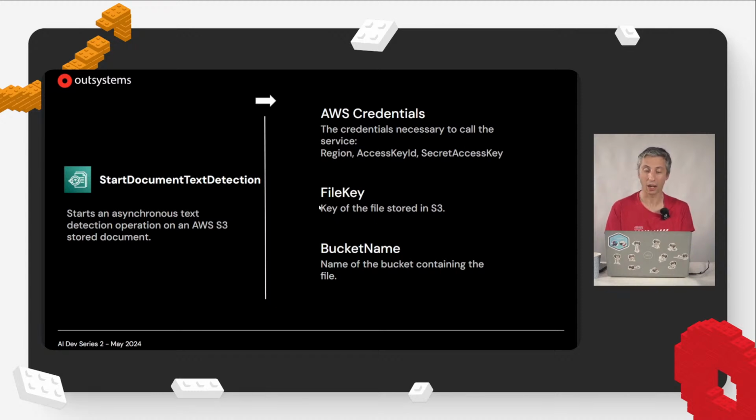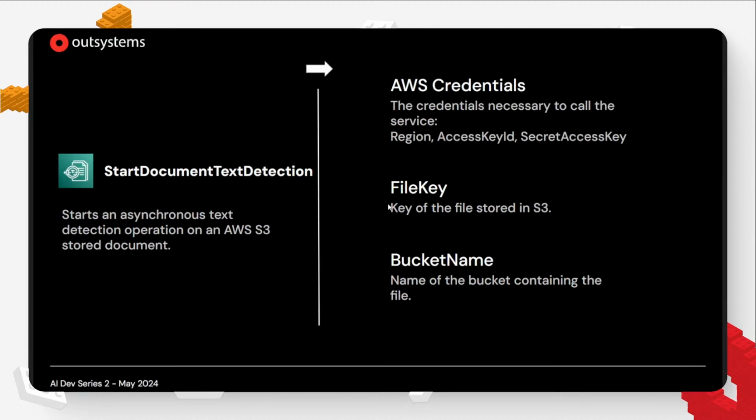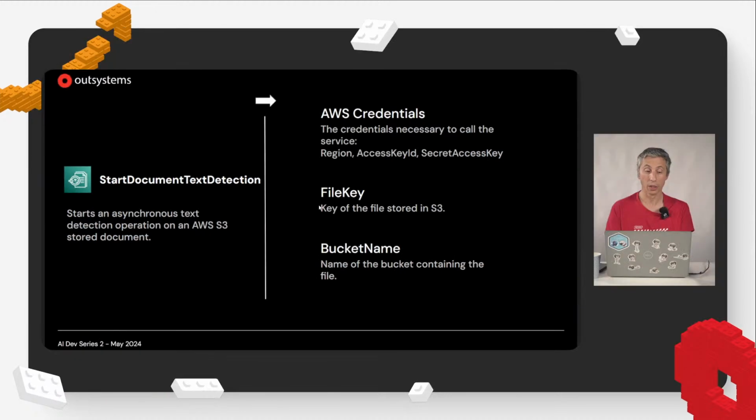Now here you can see the services connecting, because we have AWS credentials, as you can see in the input parameters, but we also have the file key and the bucket name. So here it is, the famous S3 service. We need to give the key of the file that's stored on S3 and the bucket name. So to use this service, you need first to access the S3 service, and inside the bucket, upload the file there, and that's what needs to be used.